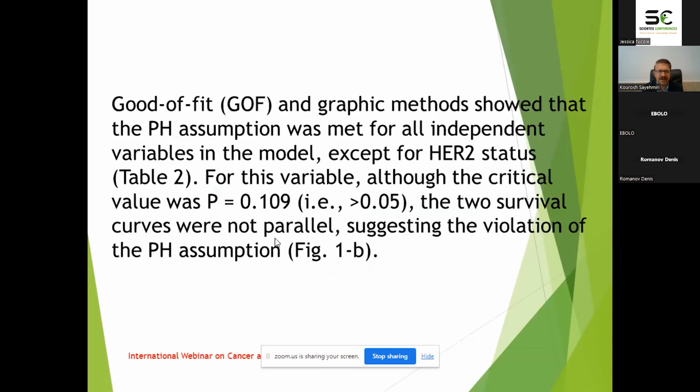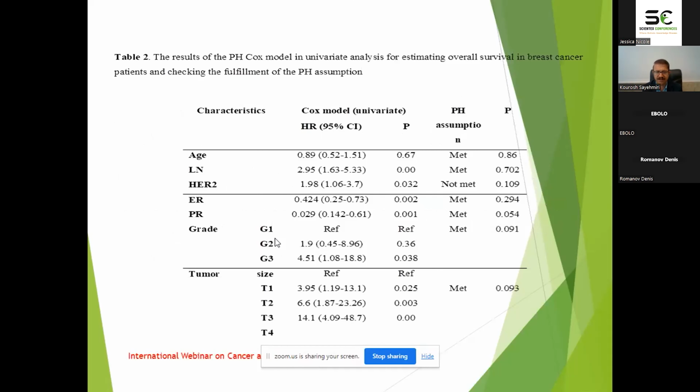For goodness of fit, using tests and graphical methods, the PH assumption was not met for all independent variables in the models. Here I show the models. The PH assumption for age and LN is met, but for HER2 it is not met. Here you see HER2 not met, and this p-value is not valid, and we have to use another method for analysis of data.